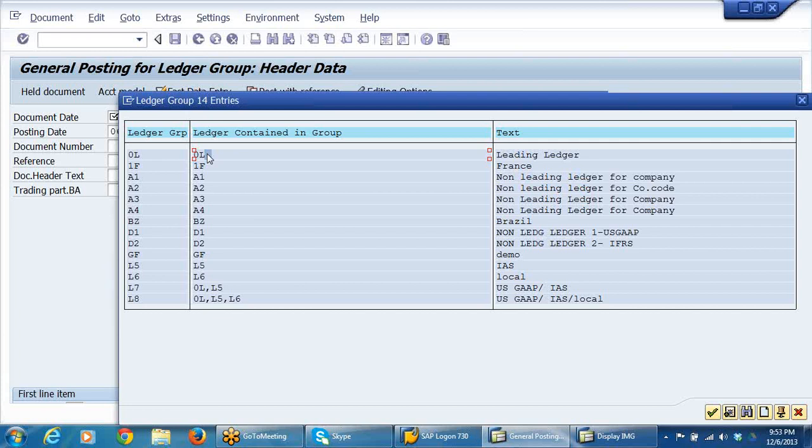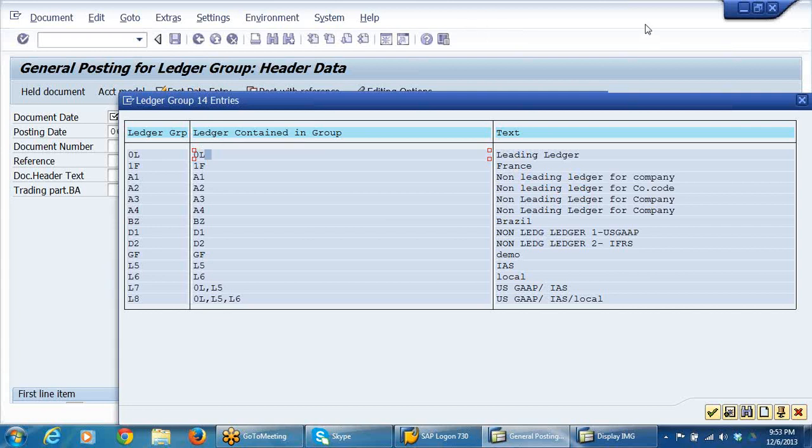In parallel you can maintain any number of ledgers, but you can have only three currencies: one company code currency plus two other currencies. You need to remember that. So this is called maintaining the parallel ledgers.